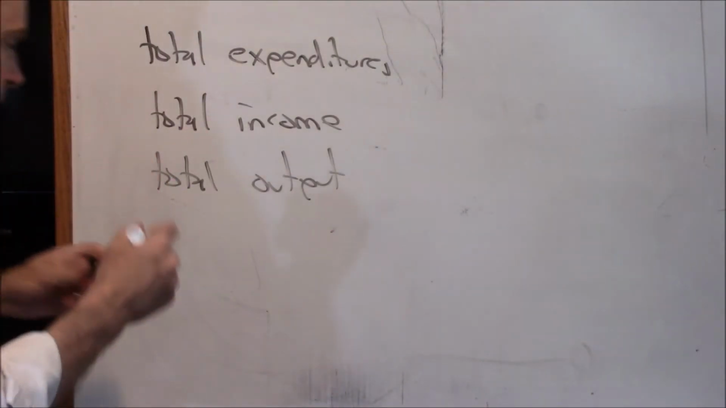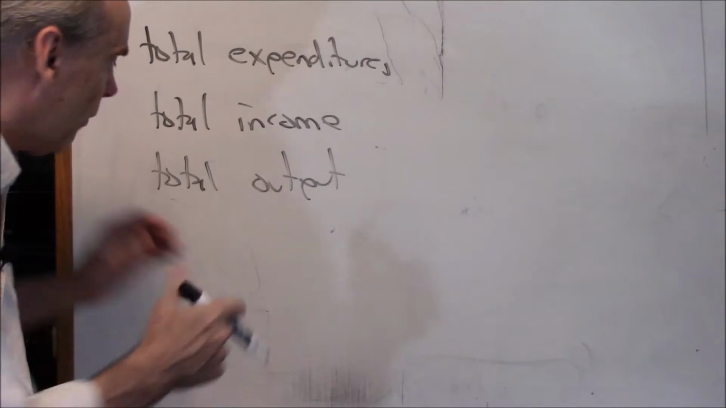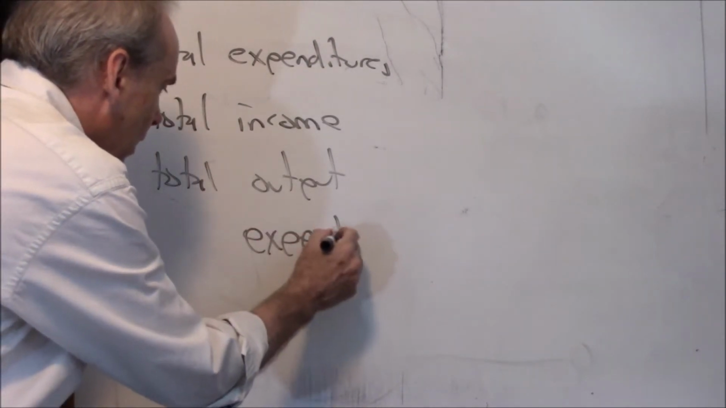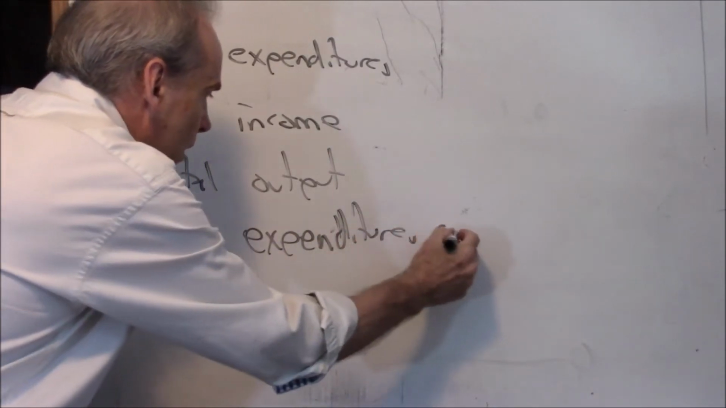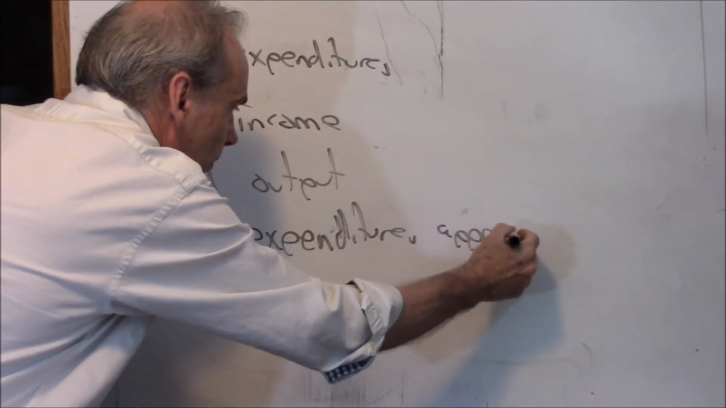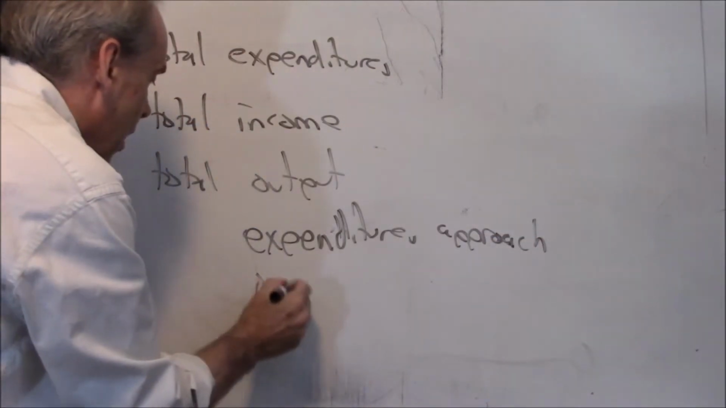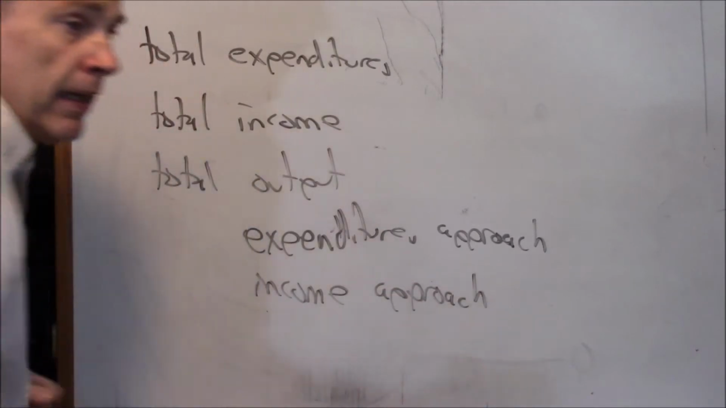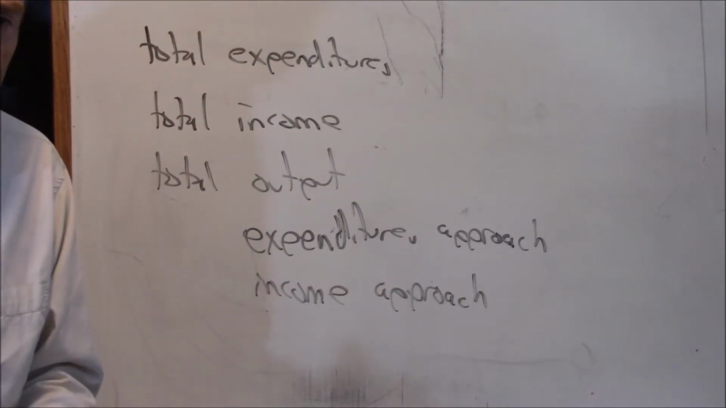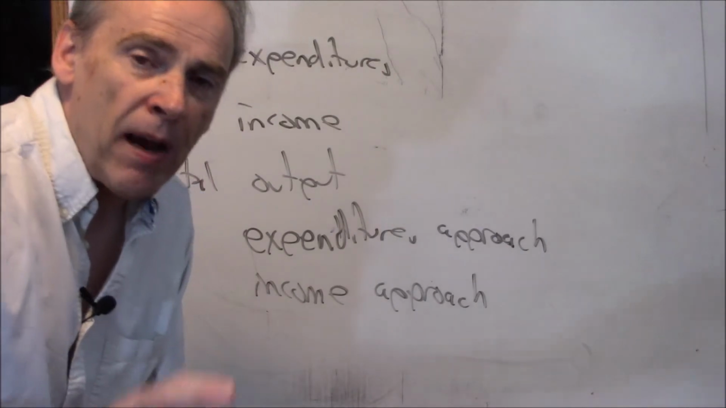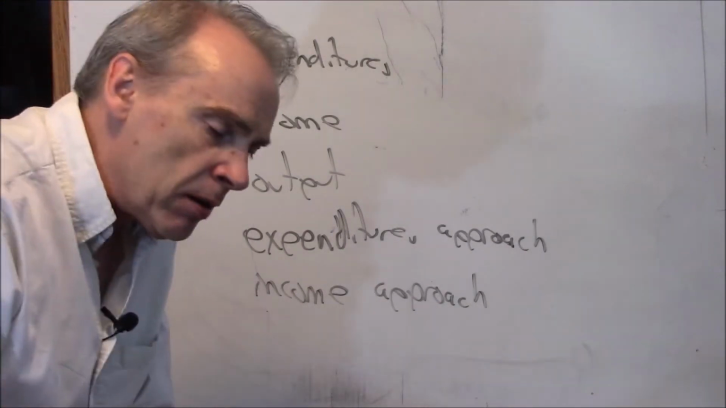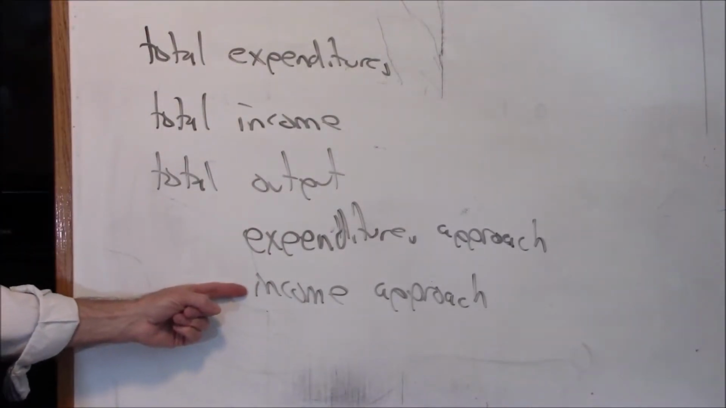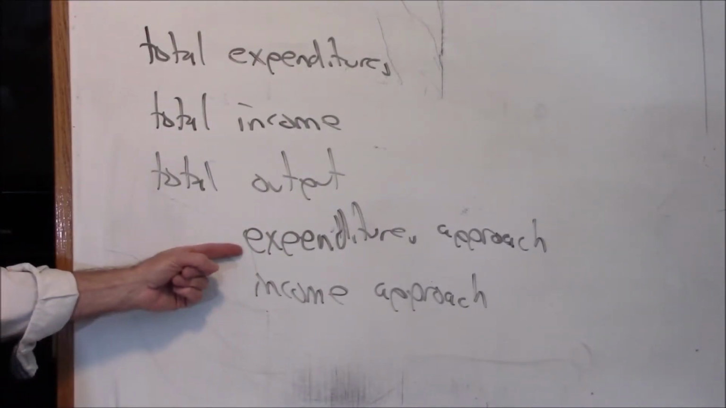And in fact, if you have had intro macro, you may have learned that there's what they call the expenditures approach and income approach in calculating GDP. In other words, they calculate GDP by adding up everybody's income, and then they also calculate it by adding up everybody's expenditures, because they've got this data, right, when you turn in your income taxes, and then they've got these data from firms.